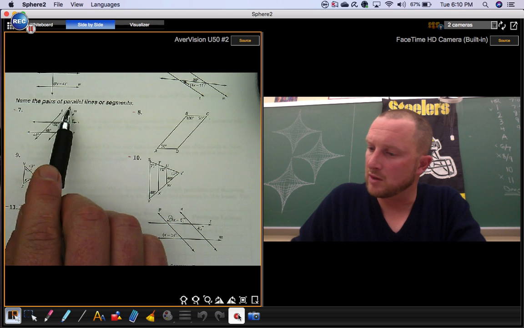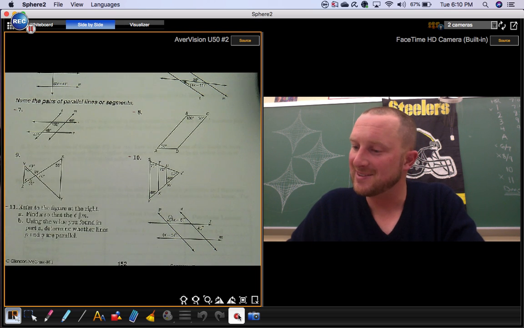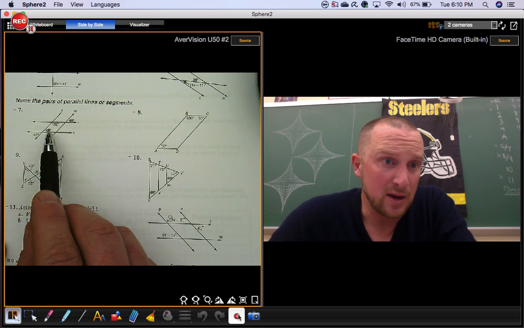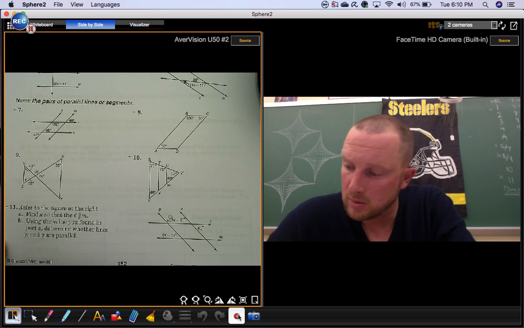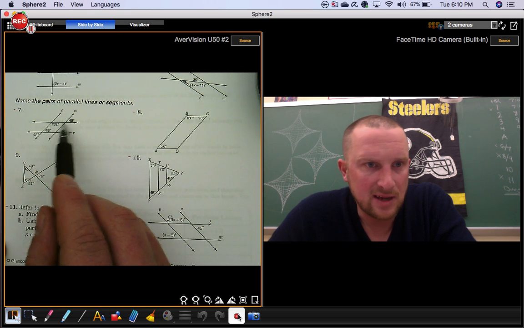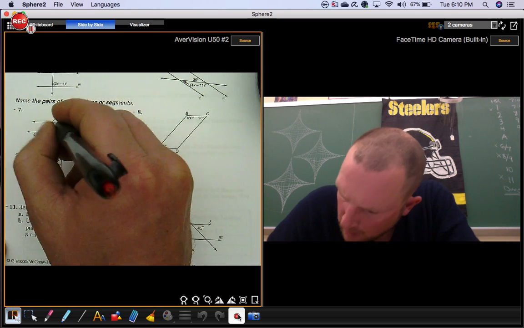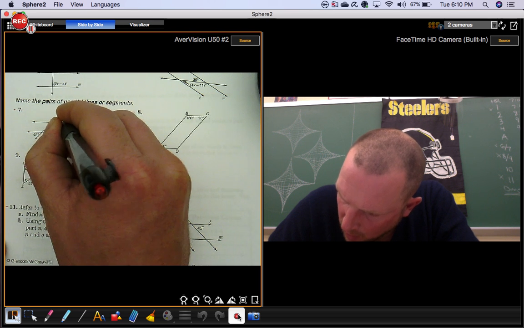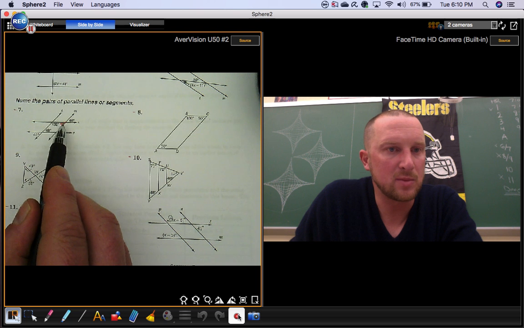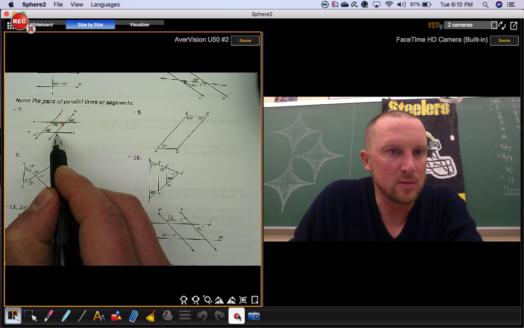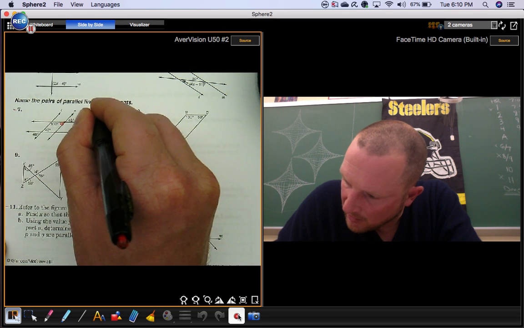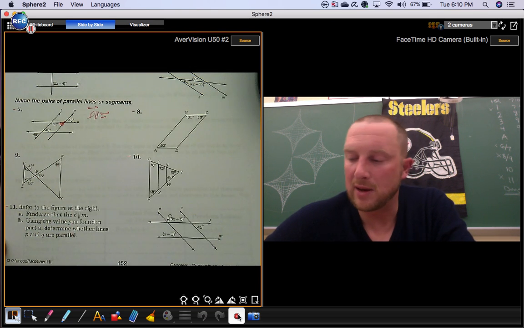The next section, we're looking for pairs of parallel lines or segments. So we're looking for congruent angles. Here's a pair, but they're vertical. These angles aren't the same, but if we put the vertical angle on, that gives you consecutive interior angles here that are supplementary, which means the lines that make them are parallel. So line L and line M are parallel in that example.